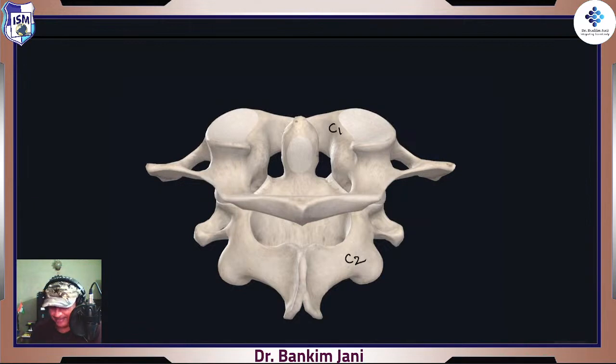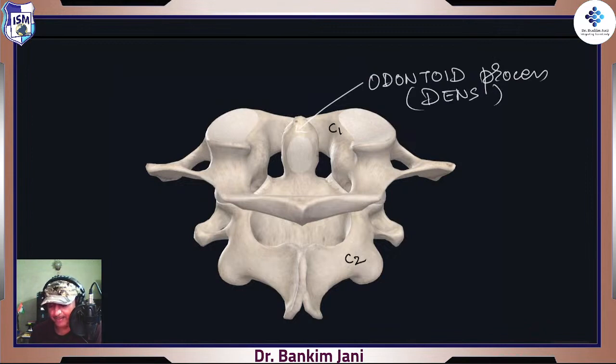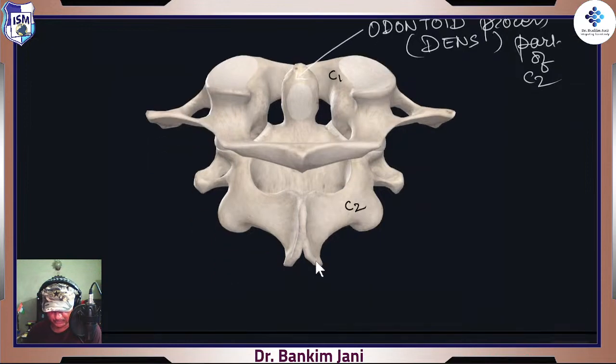See, this is odontoid process. And I'm sure you will come up with something. Odontoid process, also called as dens, right? And it's part of C2. So that's C1, C2. Now let's remove.